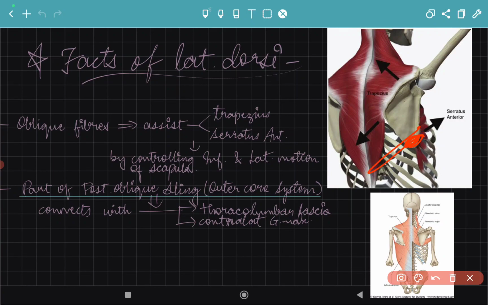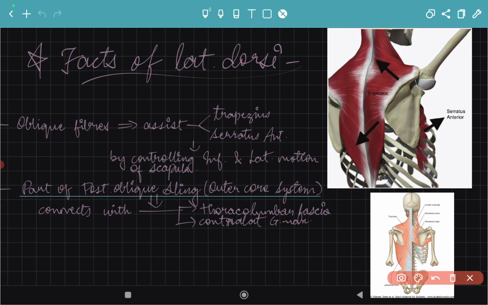So the oblique fibers will assist the other muscles attaching to scapula and acting over the scapula, which are trapezius as well as serratus anterior. Those oblique fibers will help trapezius as well as serratus anterior by controlling the inferior as well as the lateral movement of scapula. So here latissimus dorsi assists trapezius and serratus anterior.